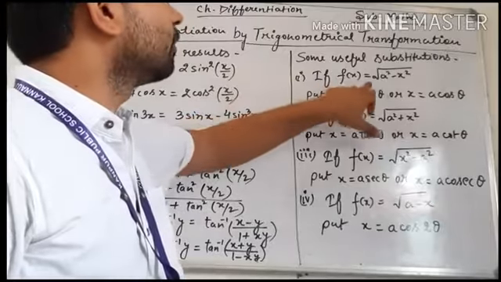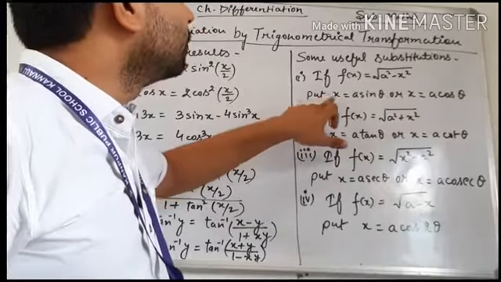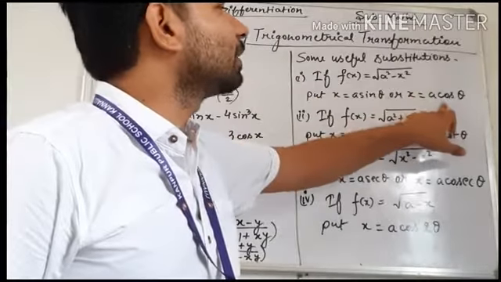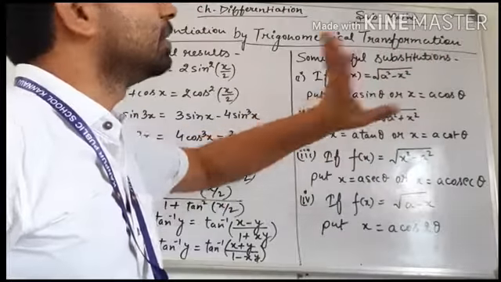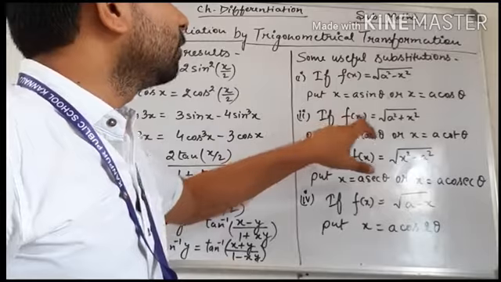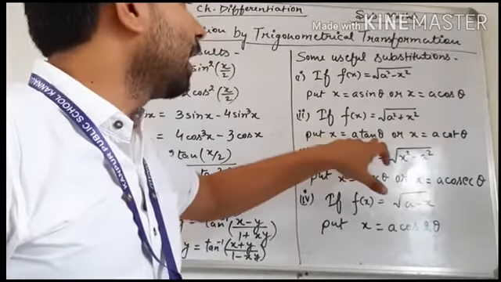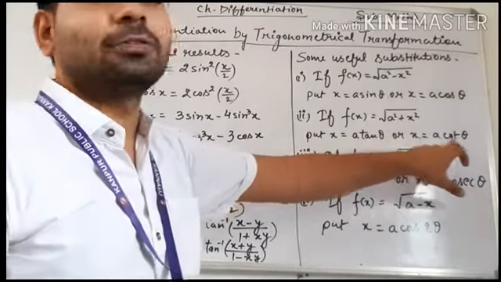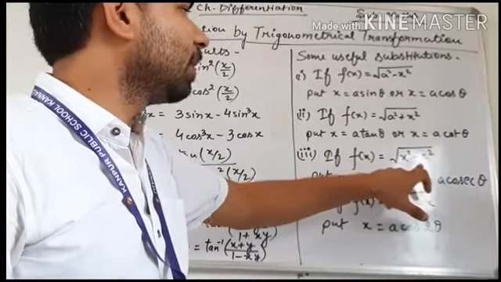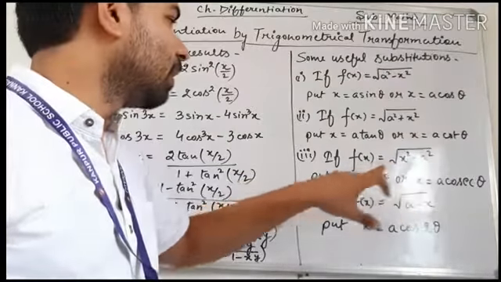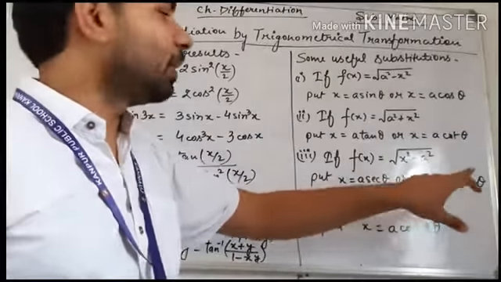If your function is of the form f(x) equal under root a square minus x square, then you have to put x equal a sin theta or x equal a cos theta to solve this type of questions or to differentiate this. Second, if your function is of the form under root a square plus x square, then you have to put x equal a tan theta or x equal a cot theta. If your function is of the type under root x square minus a square, then you have to put x equal a sec theta or x equal a cosec theta.